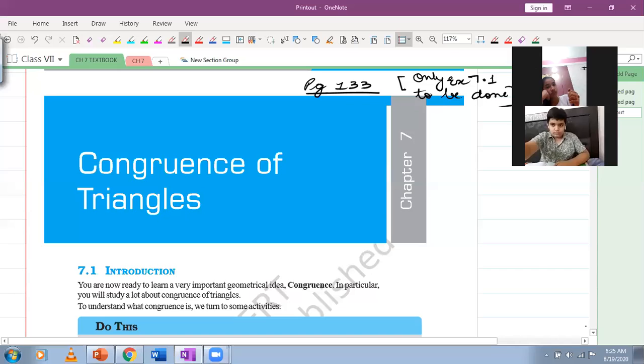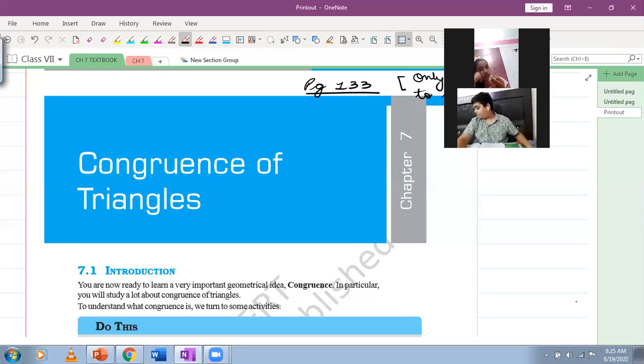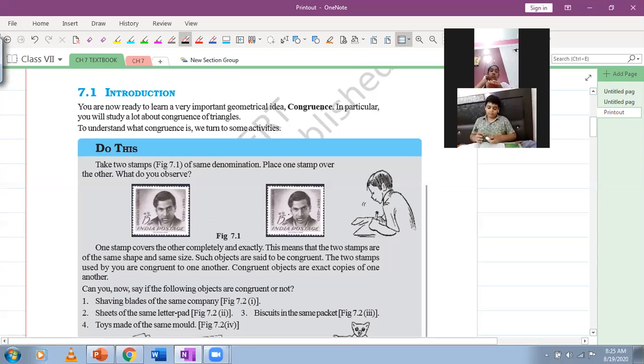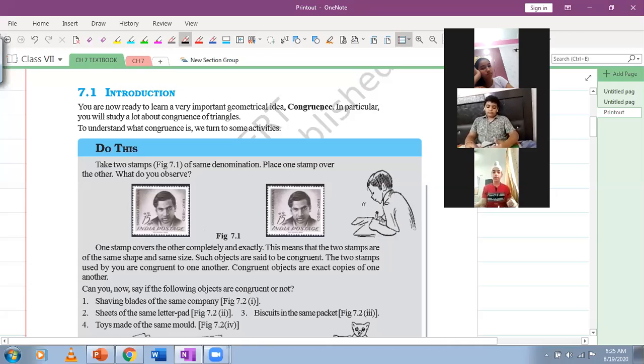You will see that they have given some examples here, on this very page, like these two stamps. If we try to superimpose these stamps on each other, if we could cut both stamps and place them on each other, what do you think, would these be identical?